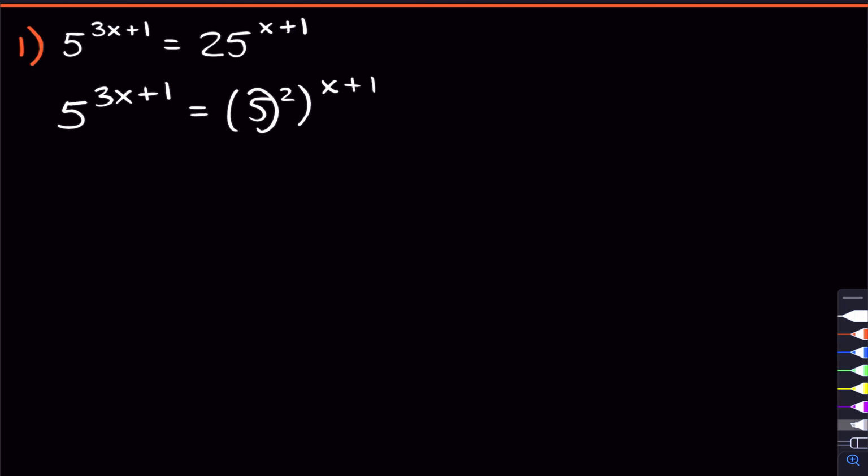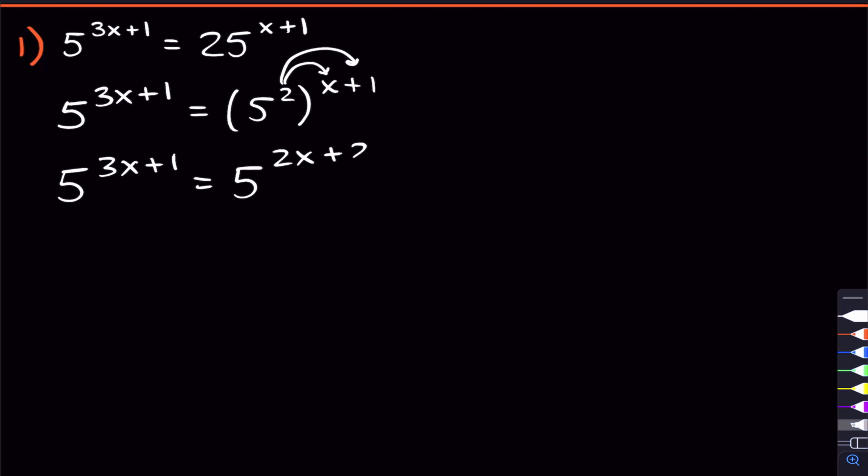And now we have that 5, and you see that we have something to a power being taken to another power. And when we have that, we multiply the powers. So this is 5 to the 3x plus 1 equals 5 to the 2 times x is 2x, and 2 times 1 is 2. So we get 2x plus 2. And now that we have the same number in both spots, we have common bases is what we call it, we can set the exponents equal.